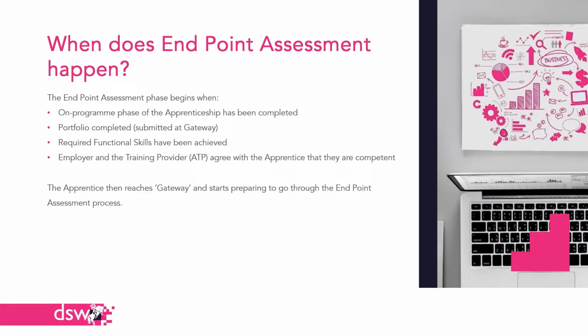When does endpoint assessment happen? Endpoint assessment begins when the on-programme phase has been completed, the portfolio is ready to submit, required functional skills have been achieved, and the employer and apprenticeship training provider agree that the apprentice is competent. The next stage is called Gateway, and this is when the apprentice begins preparing for the endpoint assessment process.